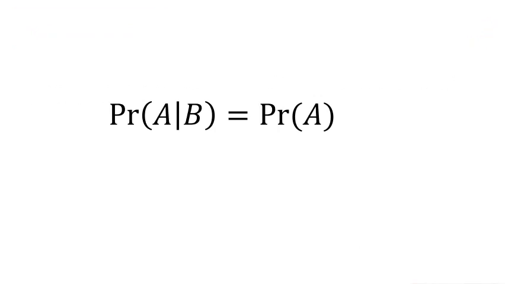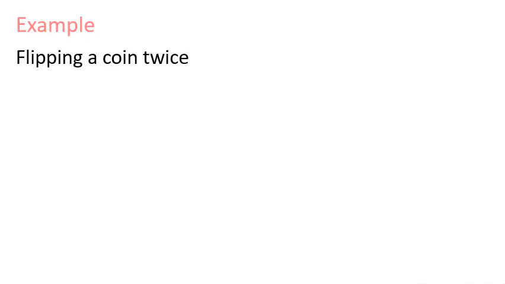This is a formula to check if events are independent. What it means is the probability of A, given that B has already occurred, is equal to the probability of A occurring by itself. So the outcome of A is not affected by the fact that B has already occurred. Let's have a look at some examples and decide if the events are independent or not.